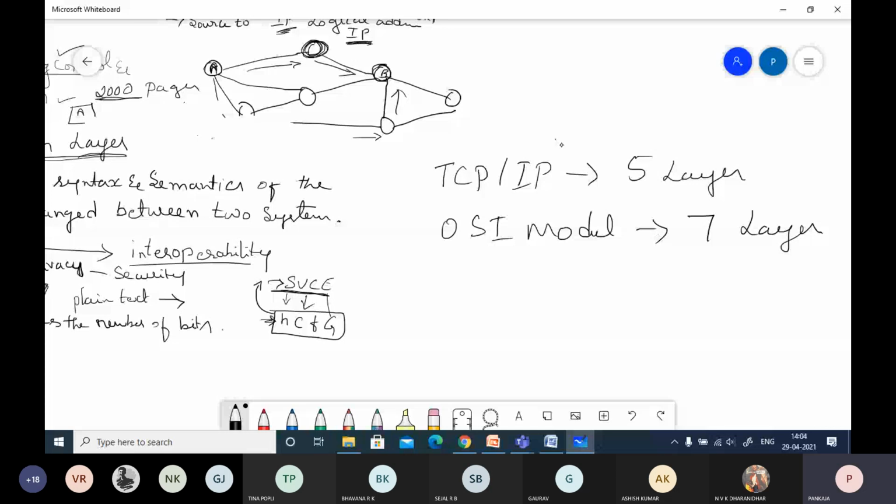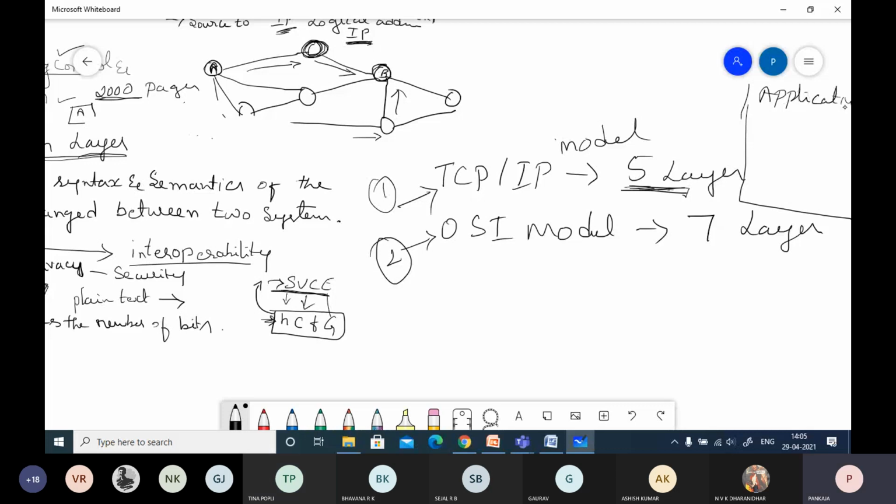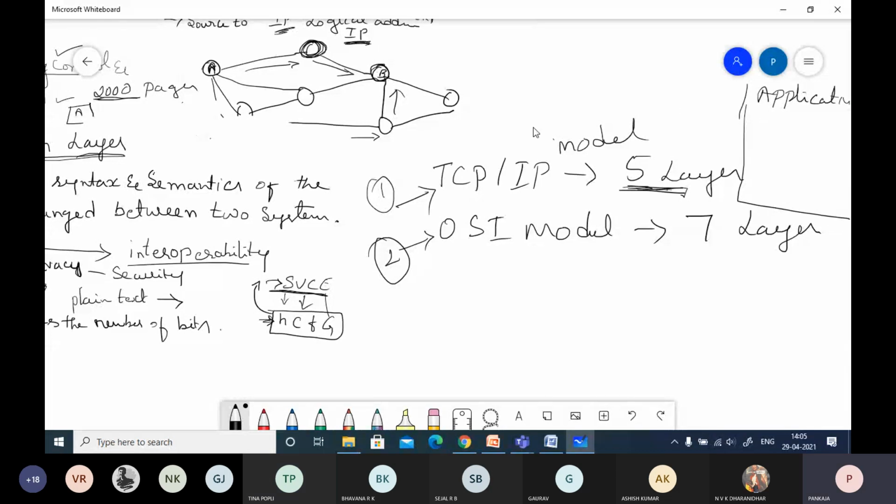Now which model are they using in the current network, whatever we are using in real time? Which method out of these two? TCP/IP model? Okay, so which are the layers that are combined in TCP/IP model compared to OSI model? Can you name them? Application, session, and presentation. Yes, from application, presentation, and session.